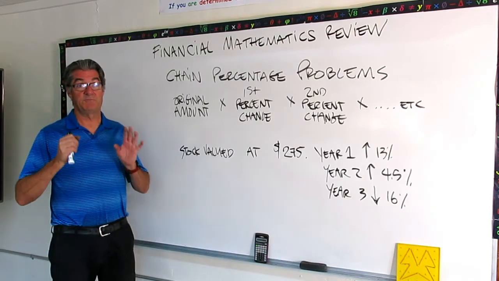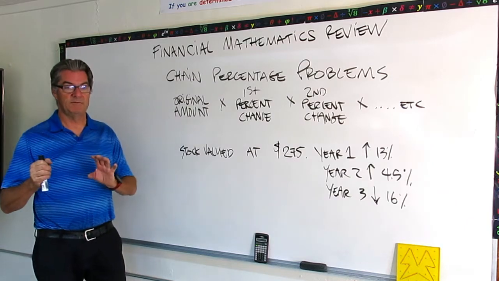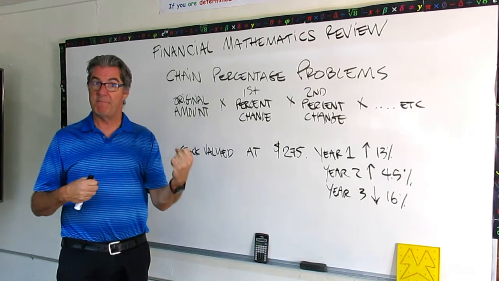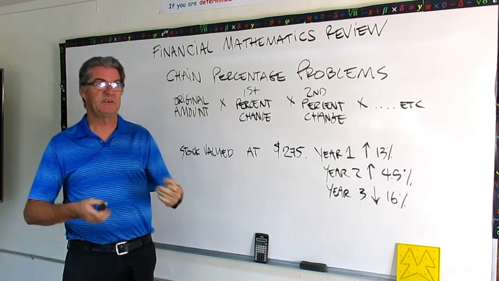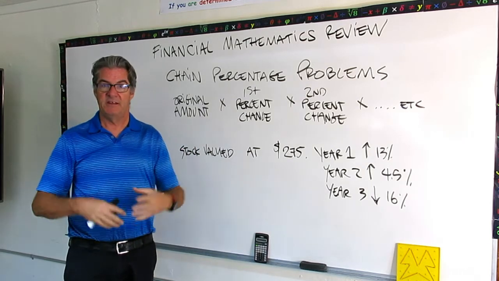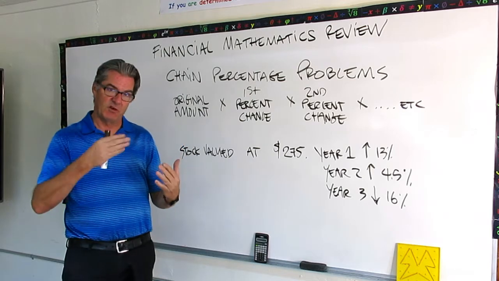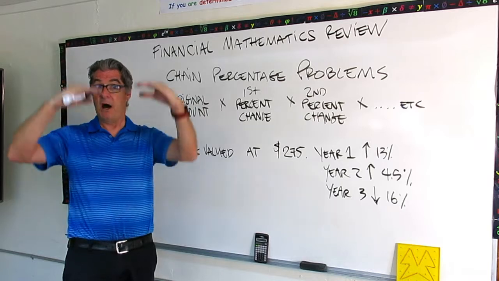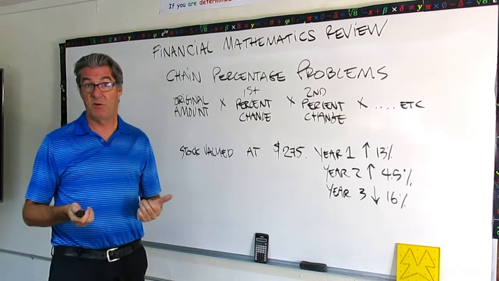So now let's do some chain percent problems. With these problems, you basically have a starting value or an amount of something, like the value of a house or the amount in an account, and then there's a percent change that happens for the first year, then for the second year, and for the third year. And those percent changes can go up or down. So we're going to do an example with both of those.